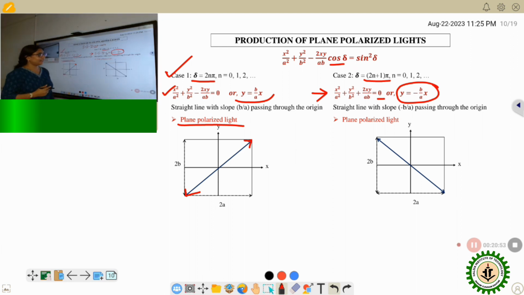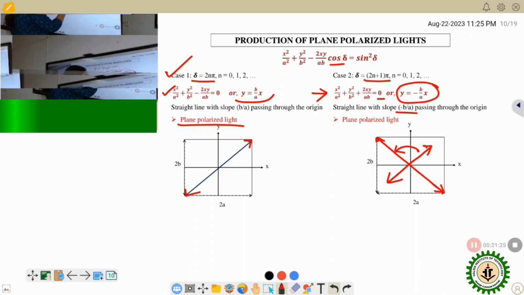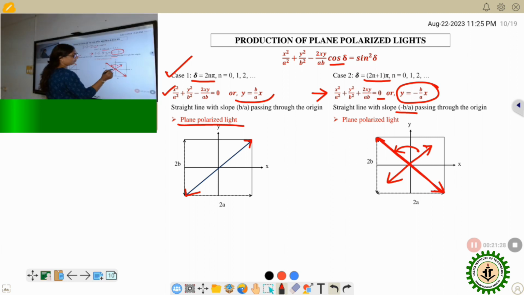and from here we get an equation like y equal to minus b by a into x. Again we get an equation of straight line, but this time the slope is negative. It is given by minus b by a. So straight line passing through the origin with negative slope. So what type of light is it? Yes, it is a plane polarized light, but you can see that the vibration state has changed. From this earlier, the vibration is now like this. So again we are getting a plane polarized light but with a different vibration.